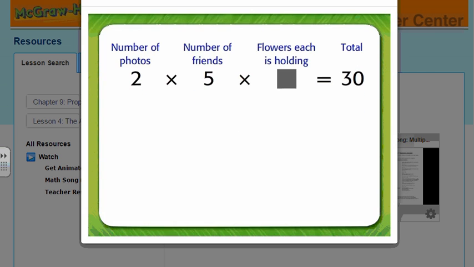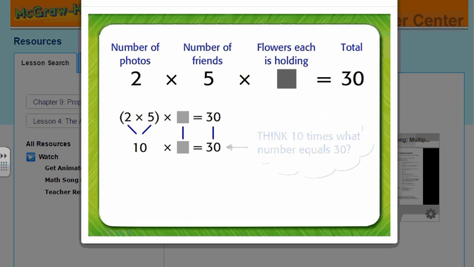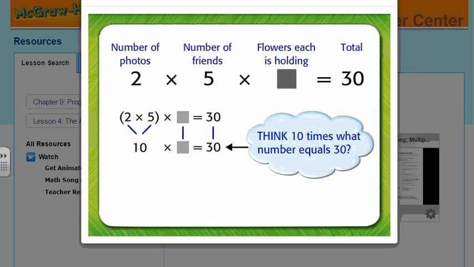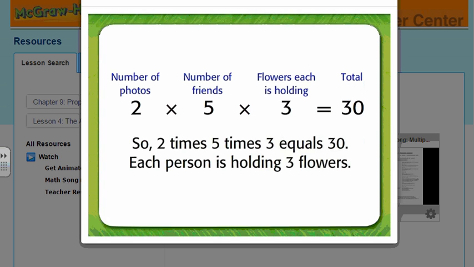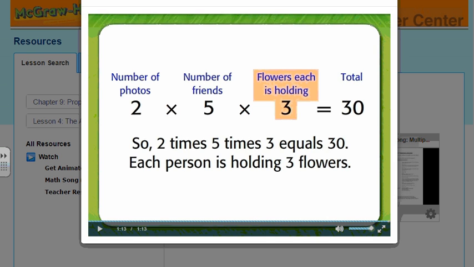We can use the associative property to find 2 times 5 first. 2 times 5 equals 10. Think, 10 times what number equals 30? 10 times 3 equals 30. So 2 times 5 times 3 equals 30. Each person is holding 3 flowers. Awesome.